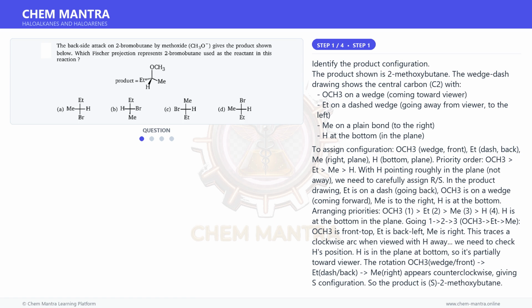Going 1, 2, 3, OCH3, Et, Me: OCH3 is front top, Et is back left, Me is right. This traces a clockwise arc when viewed with H away. We need to check H's position. H is in the plane at the bottom, so it's partially toward the viewer. The rotation OCH3 wedge front, Et dash back, Me right appears counterclockwise, giving S configuration. So the product is S-2-methoxybutane.